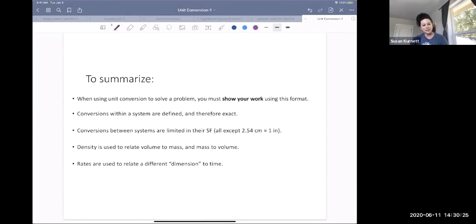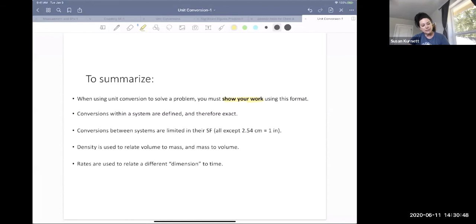Okay, to summarize, when using unit conversions to solve a problem, you must show your work. There is going to be a time when it isn't just multiple choice, and I'm going to ask you all to submit through, there's a submit button in Canvas, like to take a picture with your phone and to send me the picture of your work, and I'm going to need to see those train tracks.